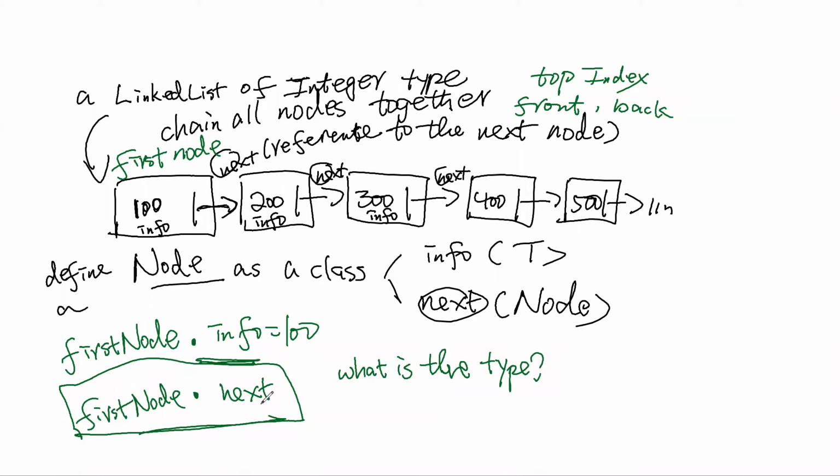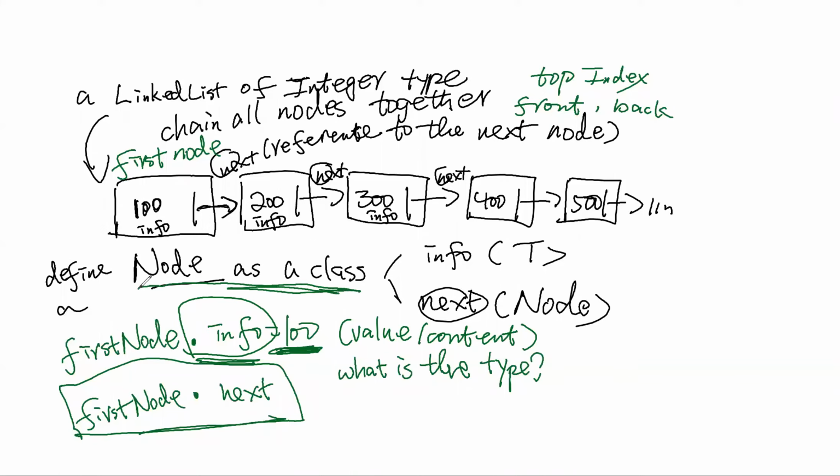What's the dot next type? Integer type. The next is what? Integer is stored, the value. Okay, the value, or we call it contents, is stored in the information part. And a node is basically a class. Okay, it has two parts, the information part and the next. And we already know in this case the information part is an integer, is it?